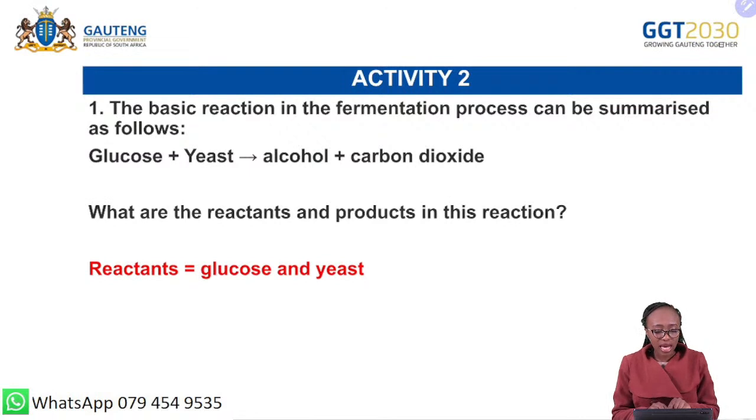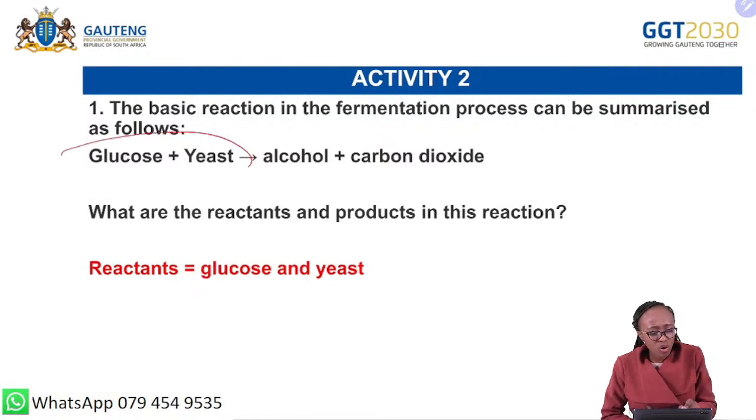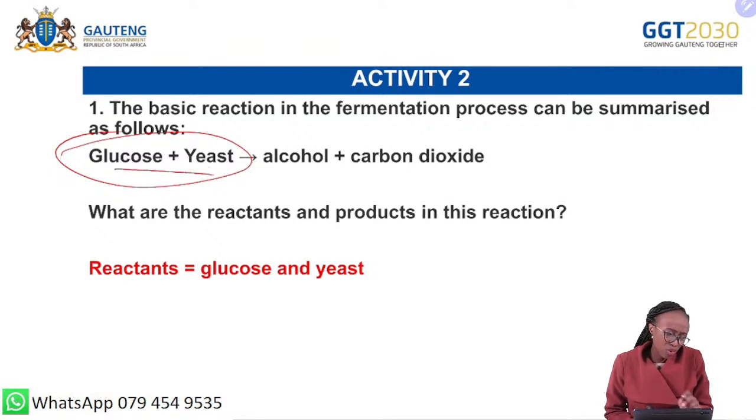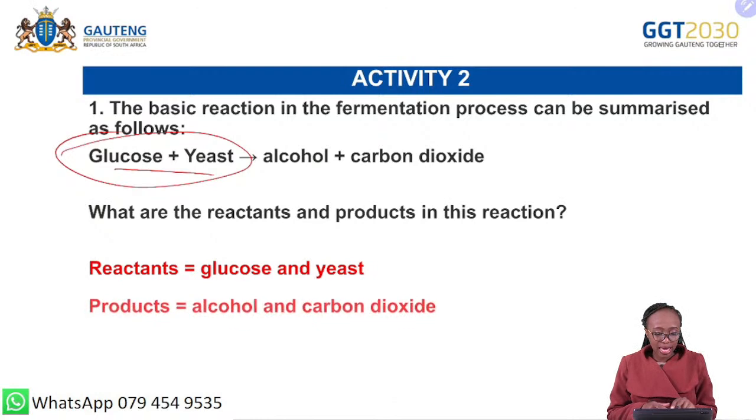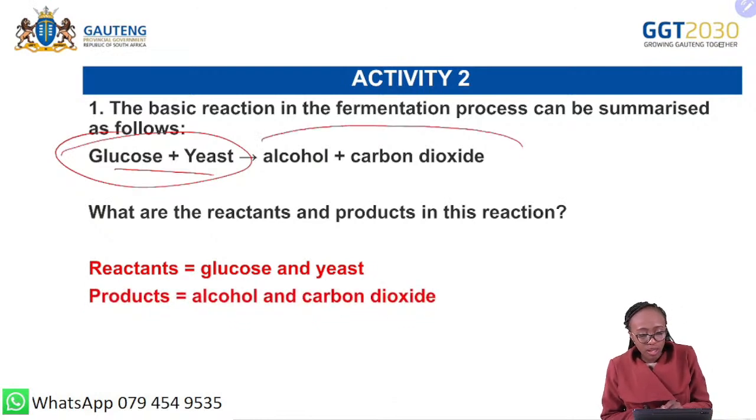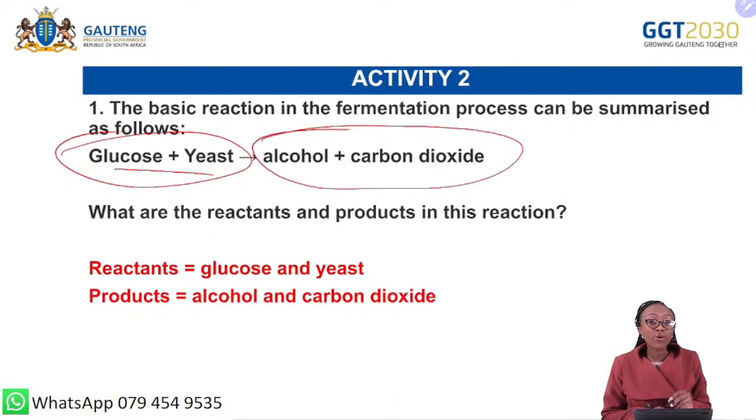So the reactants are glucose and yeast. Remember, we said we always find the reactants on the left side of the equation. That is glucose and yeast. Now, what about the products? Which ones are the products? Here, the products are alcohol and carbon dioxide. We always find them on the right side of the arrow.